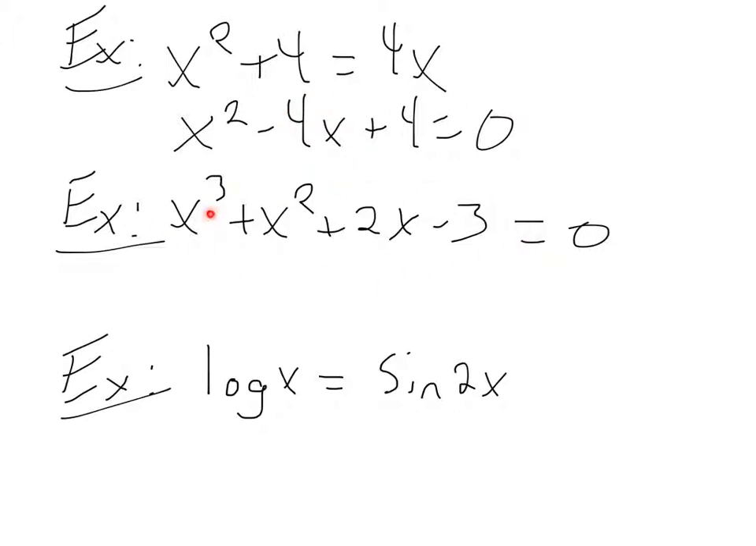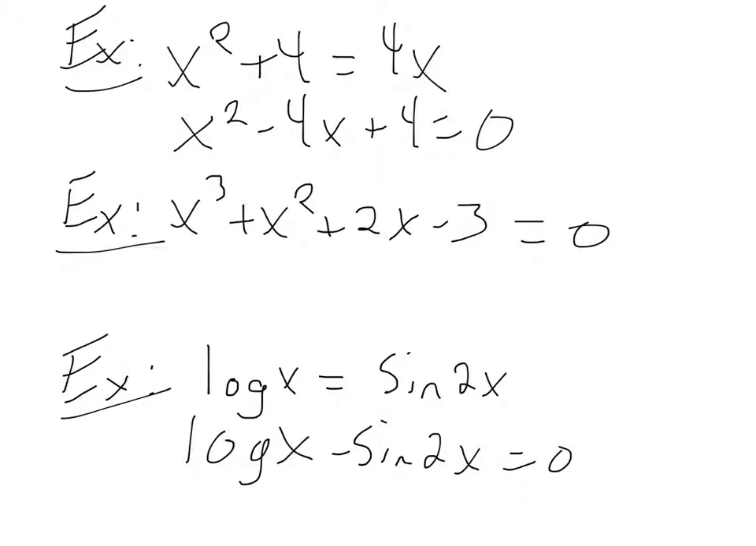This one's already set equal to 0, so I don't have to do anything with it. And this one, same deal, let's get it on one side. It doesn't matter what side. In this case, minus sine 2x equals 0. Okay, so we've gotten everything on one side. Now we're going to set each of these equal to y equals in our graphing utility and use it to find the x-intercepts.